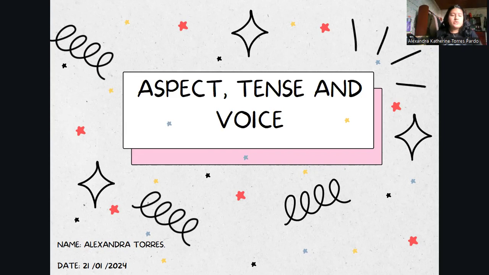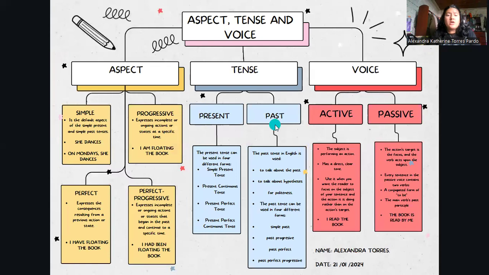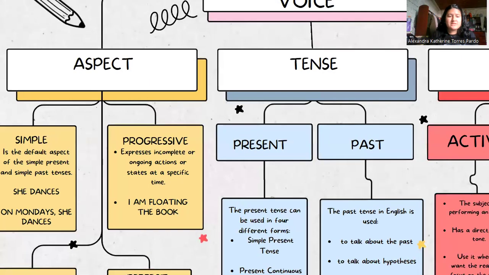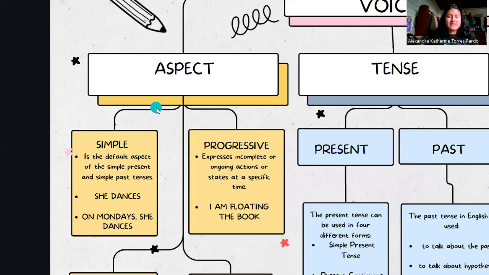Today, I'm going to talk about the aspect, tense, and voice in a mind map. Okay, here you can see the mind map that I'm going to use to explain. So, we are going to explain the first, that is aspect.